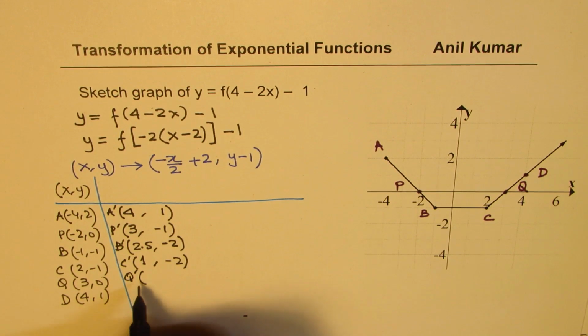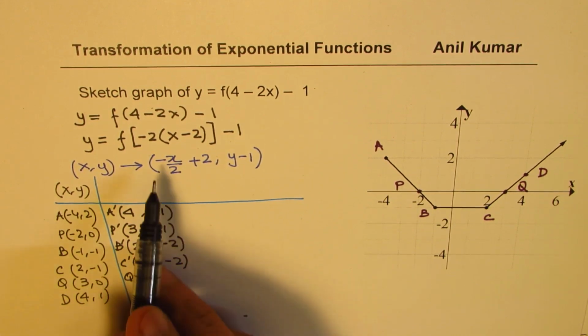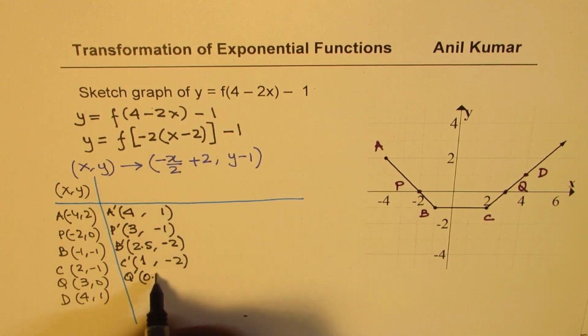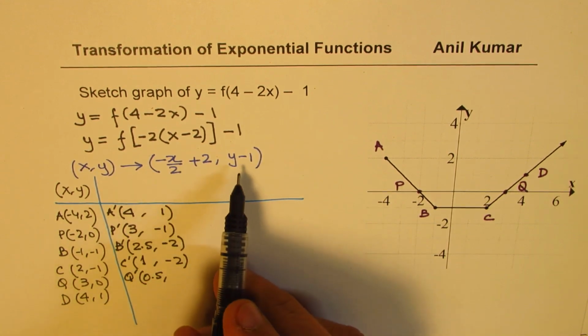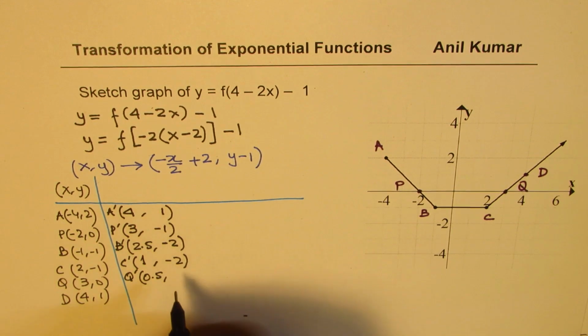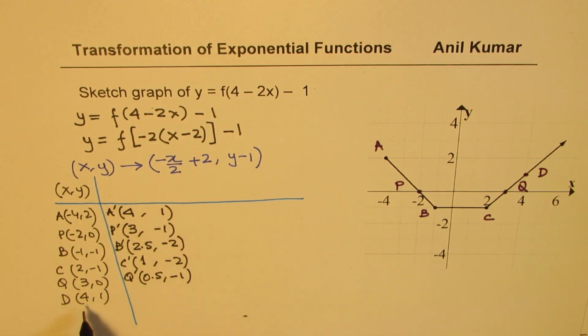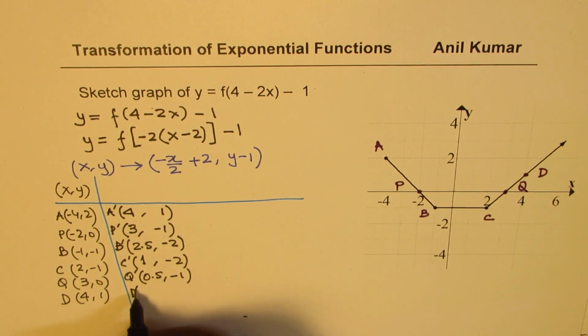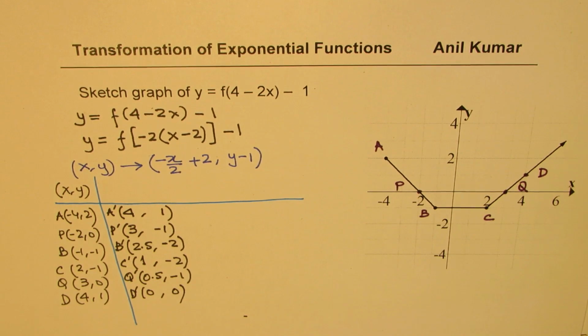Q dash, the second x-intercept, half of 3 is 1.5 with a negative sign. So we get 0.5, or half. And as far as the y value is concerned, we get -1. 4 half is 2 with a negative sign, so it gives us 0. So D dash is (0, 0), and 1 minus 1 is 0. So those are the transformed points, right?